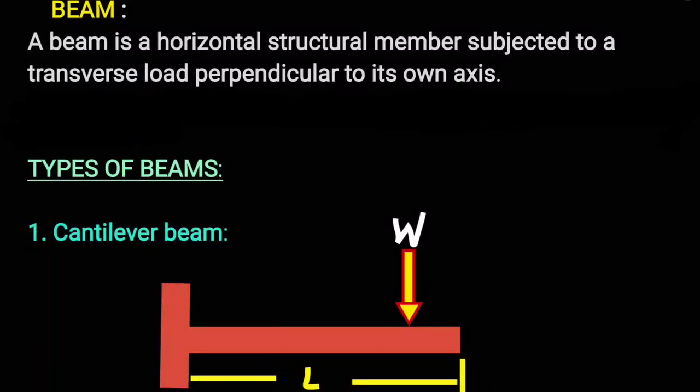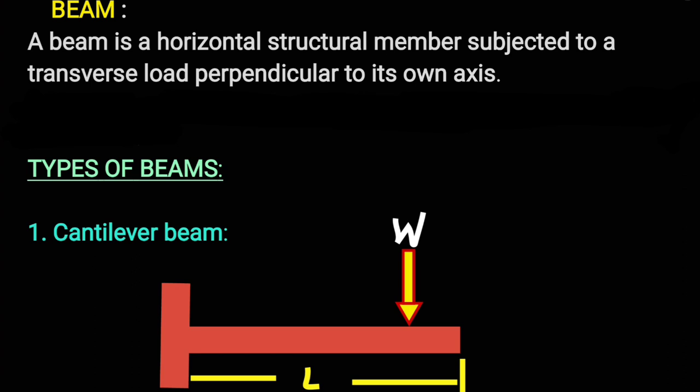A beam is a horizontal structural member subjected to a transverse load perpendicular to the y-axis. Beams are used to support the weights of roof slabs, walls, and staircases.